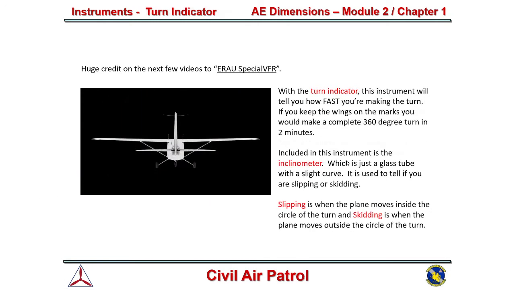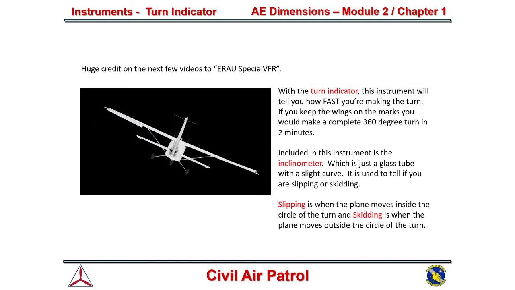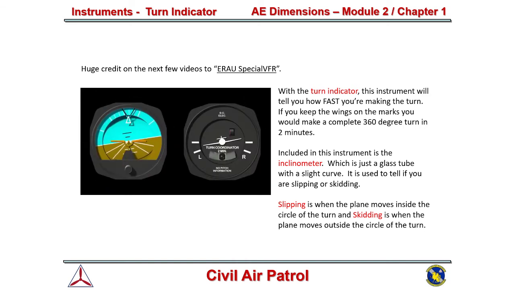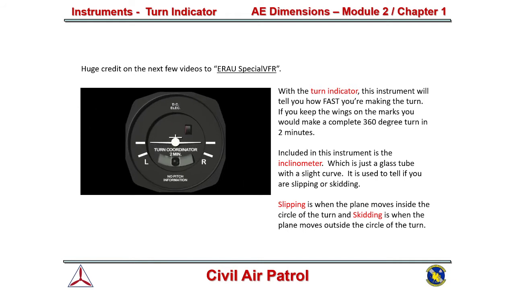Okay. All right. Your last gyroscope instrument is going to be the turn indicator. The turn indicator is going to tell you how fast you're making a turn. It is not the same thing as your artificial horizon. The artificial horizon moves a little bit slower, but the turn indicator is used to control how fast you're turning.